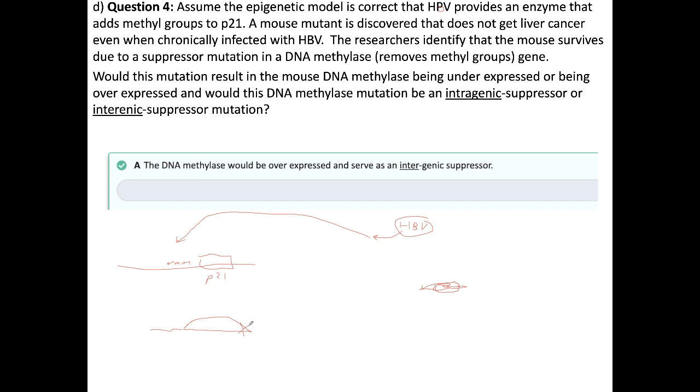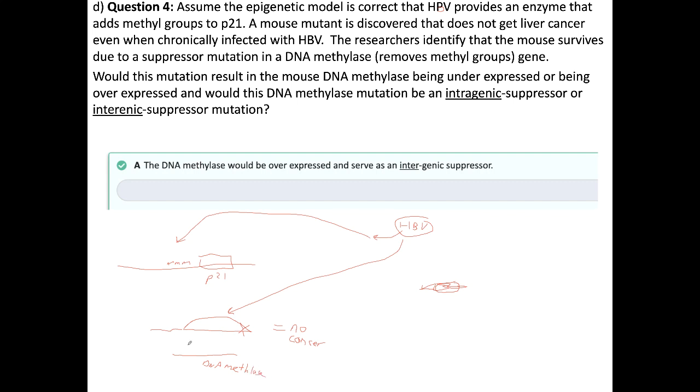All right, so we have a mouse mutant here that when you infect it with HBV, there's no cancer. This mouse can be chronically infected with HBV and still no cancer. So there is some kind of a mutation in this mouse that reverses this effect. And once researchers realized that the virus was adding methyl groups to P21 that caused it to not be expressed, they reasoned that maybe there is a gene that we'll call DNA methylase. And we know DNA methylase removes methyl groups.